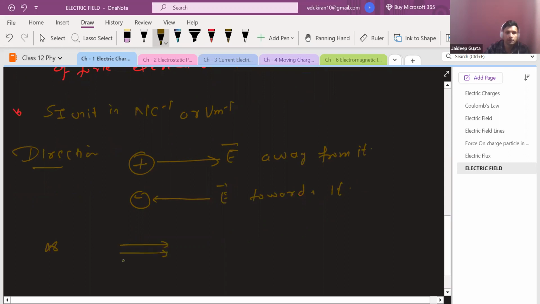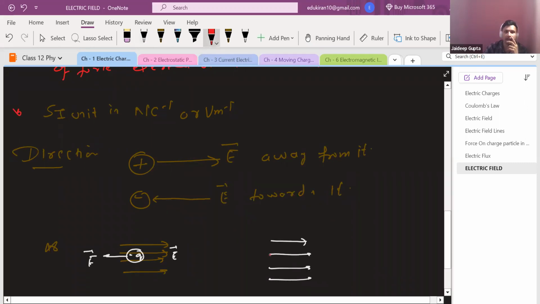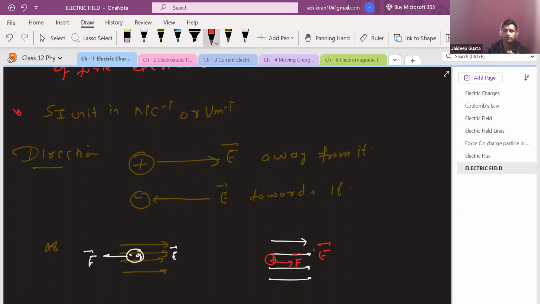Let it be a uniform electric field. If I put a negative charge in the electric field, it experiences a force in the opposite direction of the electric field. And if I place a positive charge in the electric field, then it experiences a force in the same direction as the electric field. Is it okay till here, Iram?